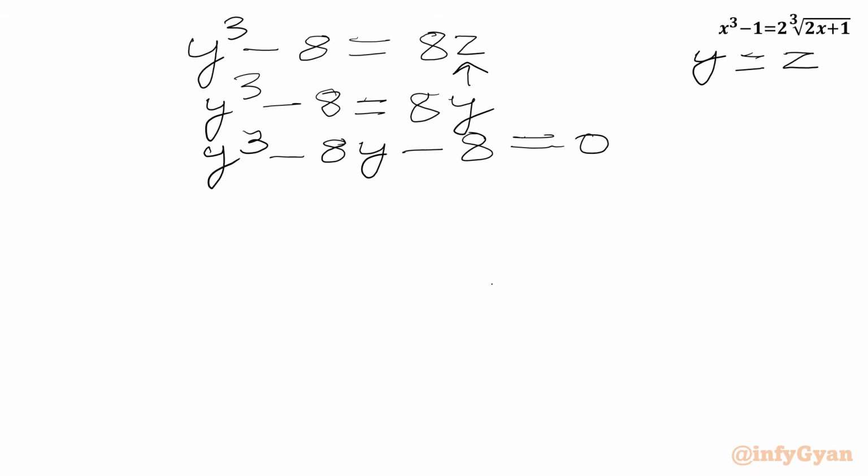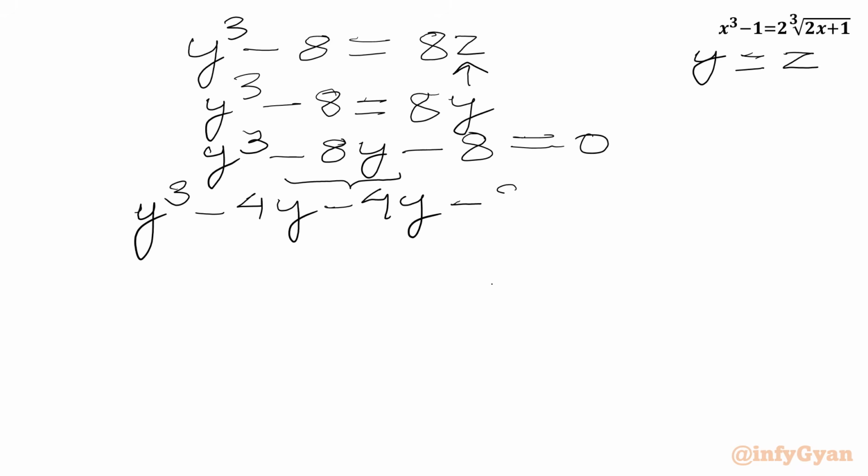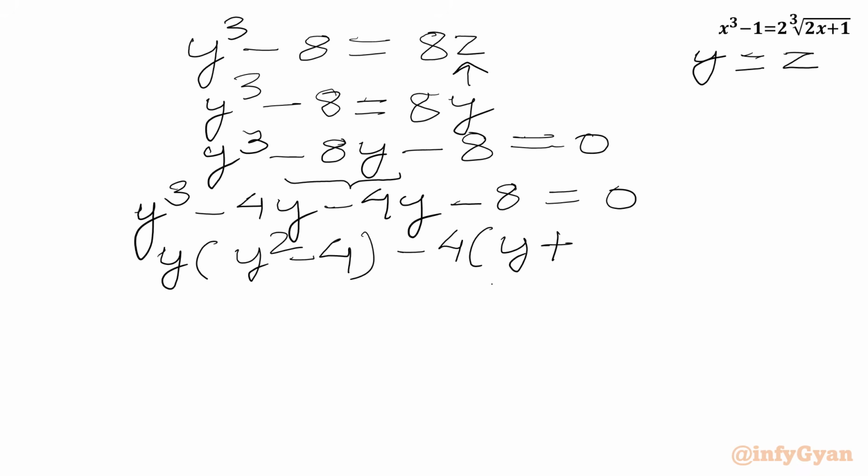This equation is a cubic equation. We can think about the method of factorization. So let us split our middle term. We will write y cube, and we will write minus 8y as minus 4y minus 4y. Overall it is minus 8y. Minus 8 equal to 0. From first two terms, y is common. We will write y square minus 4 in the bracket. From next two terms, minus 4 is common. We will write y plus 2 in the bracket equal to 0.